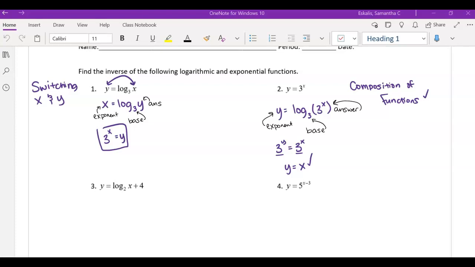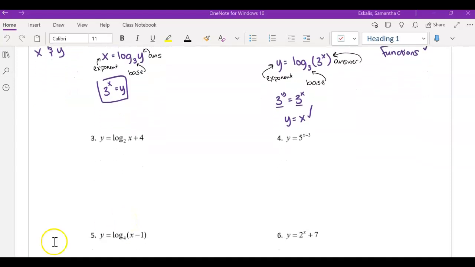Now for number 3 and 4, we're just going to go into it with switching x and y. So I'm going to scroll down a tiny bit. All right, so we've got y equals log base 2 of x plus 4. So the first thing that we're going to do is switch the x and y value. So I'm going to have x equals log base 2 of y plus 4, I'm sorry. We're switching the x's with the y. They're just switching places.